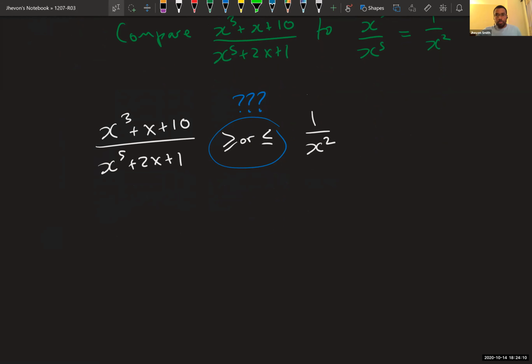I'm not sure which one's bigger. Aren't they the same? Why not? Why aren't you sure? Yeah, I was going to say they're the same, and then I was going to say, couldn't you just use 1 over x cubed? They're not the same. The limits are the same, but these guys are not the same.